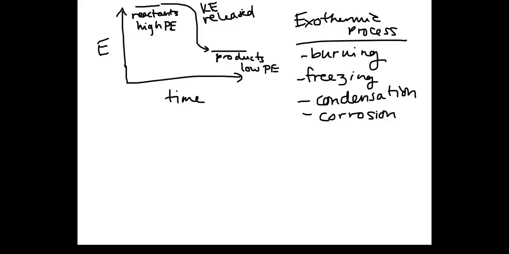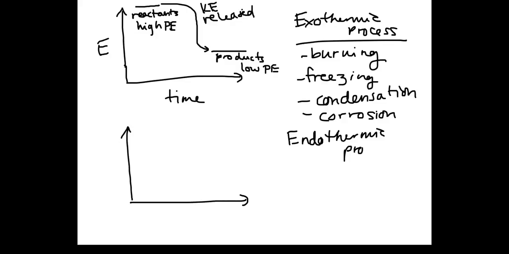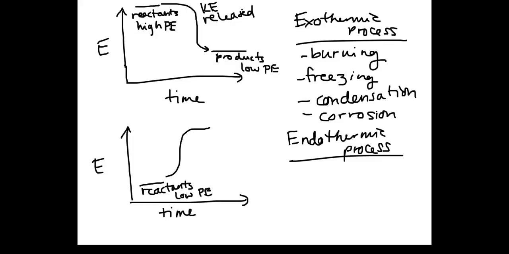Does anybody know what the opposite type of reaction is called? Endothermic, excellent. So endothermic process. Can anyone give me an example of an endothermic process? Well, reactants in an endothermic process start at low potential energy. They take heat from the environment or take light from the environment. So kinetic energy is absorbed and the products are higher.